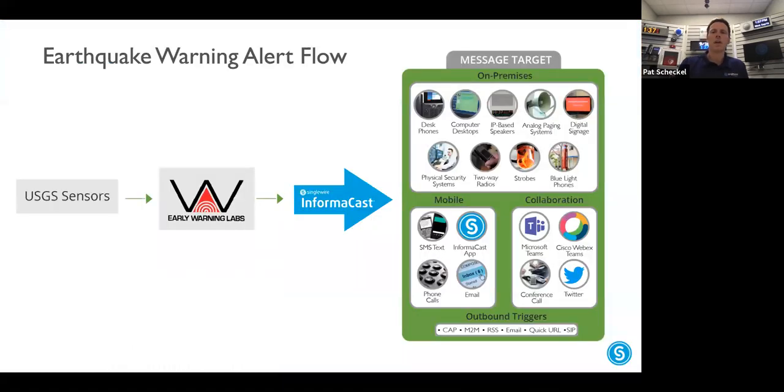So just in terms of what that looks like, the sensors go to our partner, Early Warning Labs, which sends an inbound trigger to us. And we're able to send out that text, that audio, in cases that support that image, to all these different endpoints and to give people that early warning.